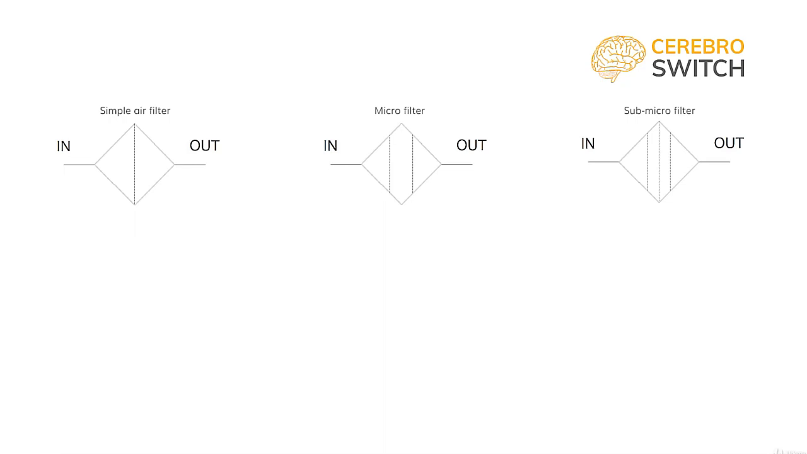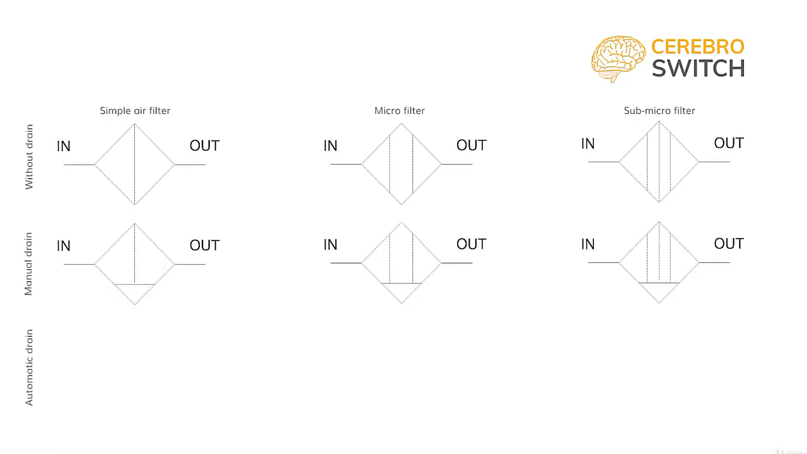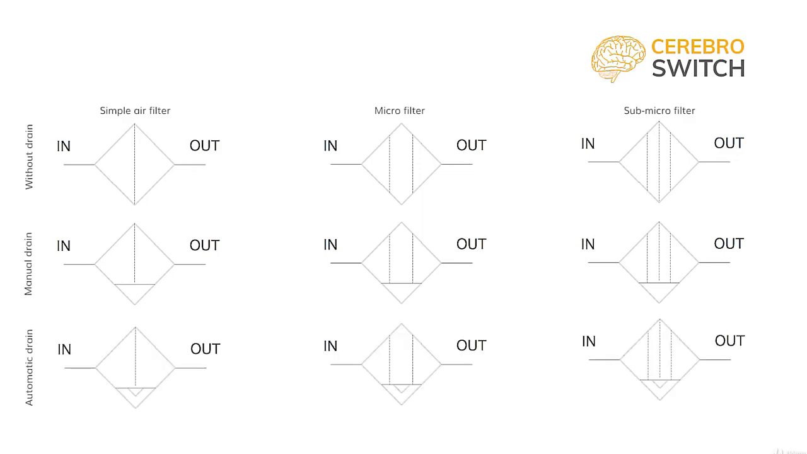In terms of drain, a horizontal line, 3/4 down from the top, symbolizes a manual drain. If we draw another triangle inside, it becomes an air filter with auto drain.